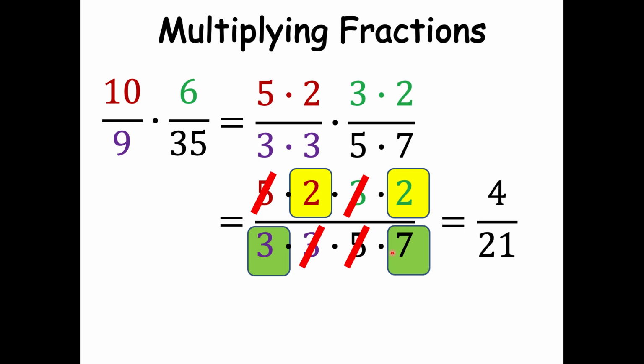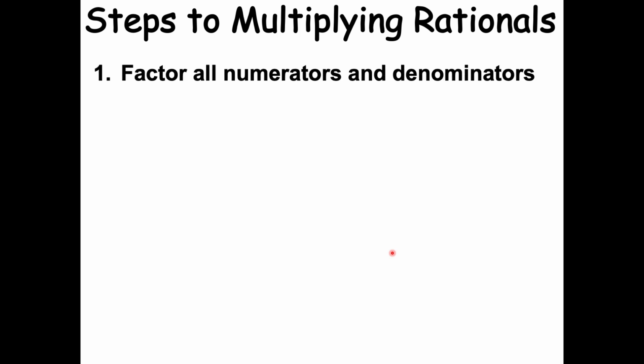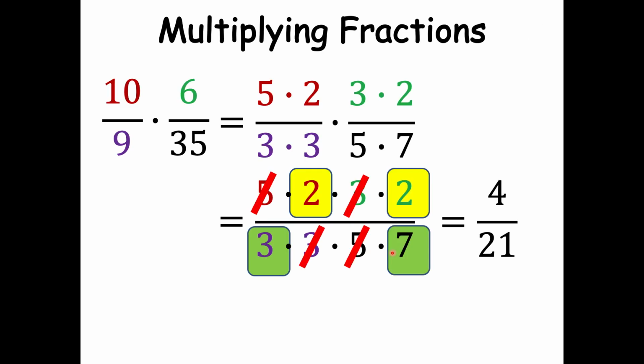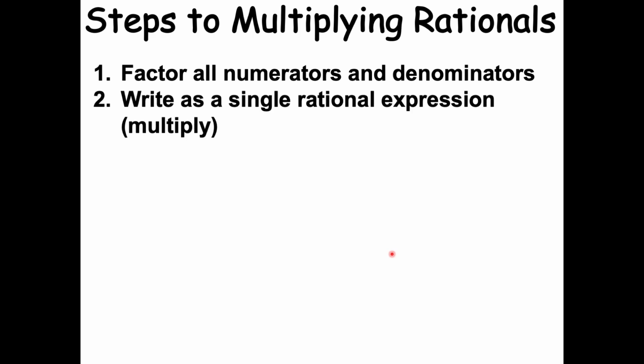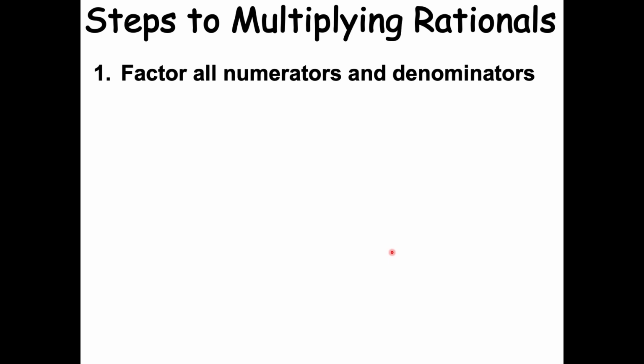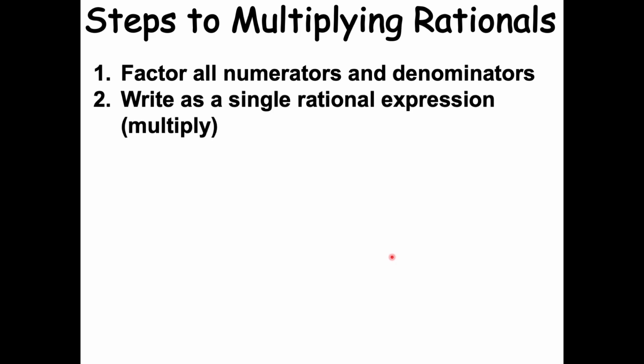All right, so now to take this knowledge into the rational realm, a couple of steps to remember. First step, just like we did in the previous example, is to factor all numerators and denominators. Oh, by the way, this first step is probably going to take the longest part, just because if you remember, factoring polynomials can take a little bit. Second step goes by pretty fast.